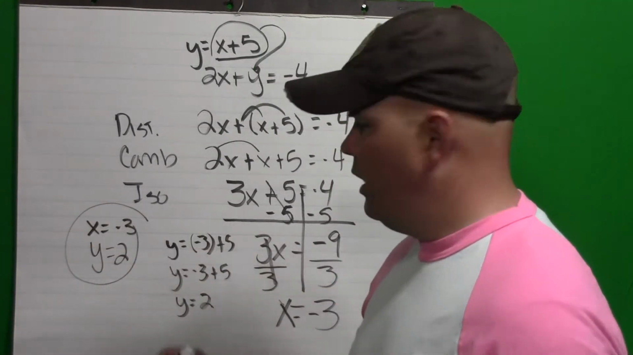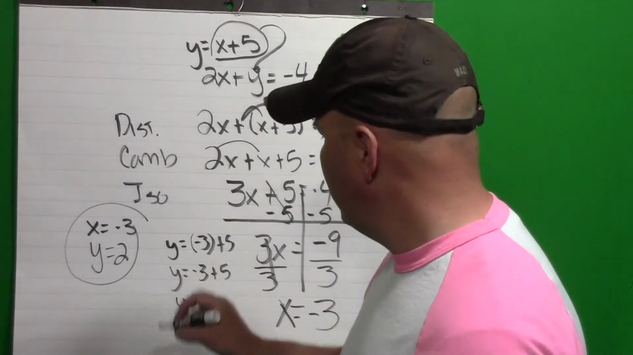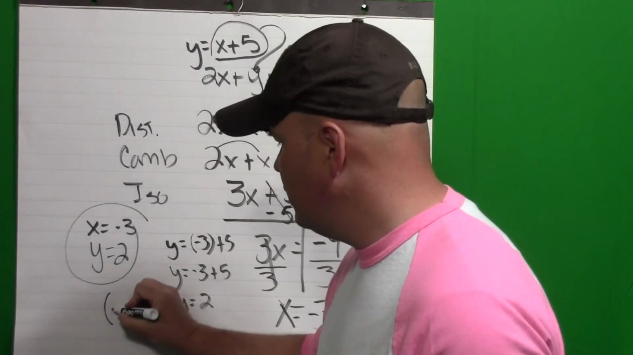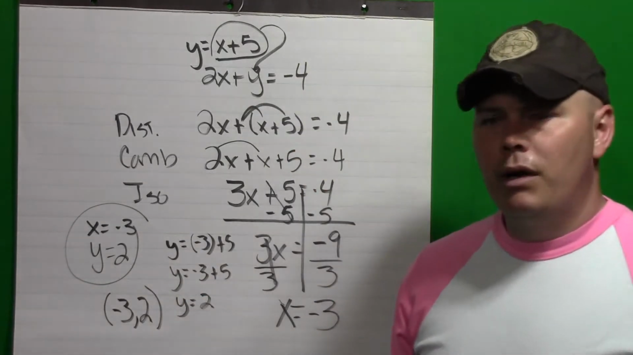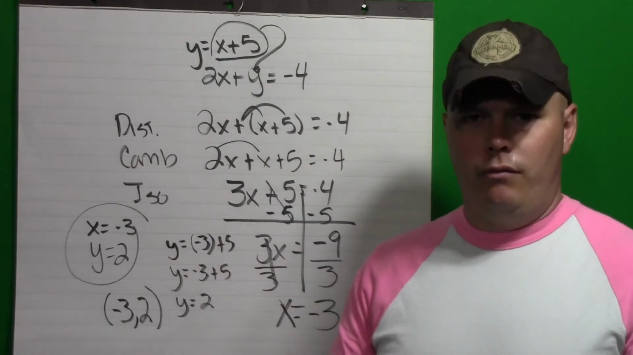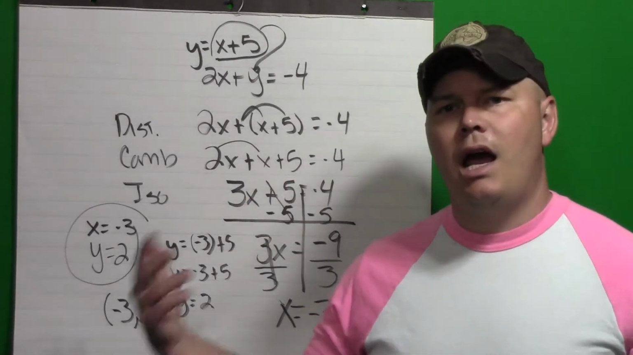If I wanted to write it like a pro, like a grapher, I would just write it as parentheses, negative 3, my x value, my y value is 2. But this is more than good enough for what I'm looking for. So that's how we solve those.